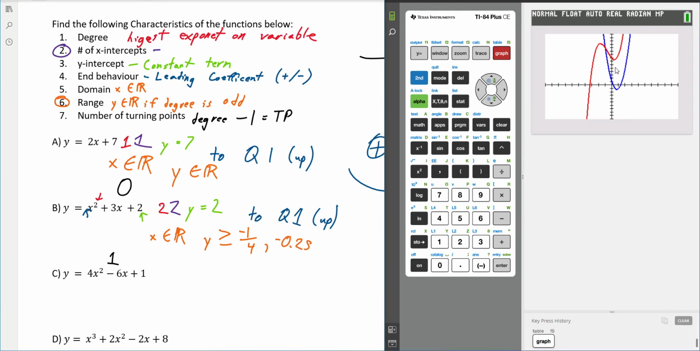I'm going to go through and list the different things really quickly. Let's do blue first because blue was the first one here. So blue has 2 x-intercepts, degree of 2. The y-intercept is 1. The end behavior is positive, going up to the right.